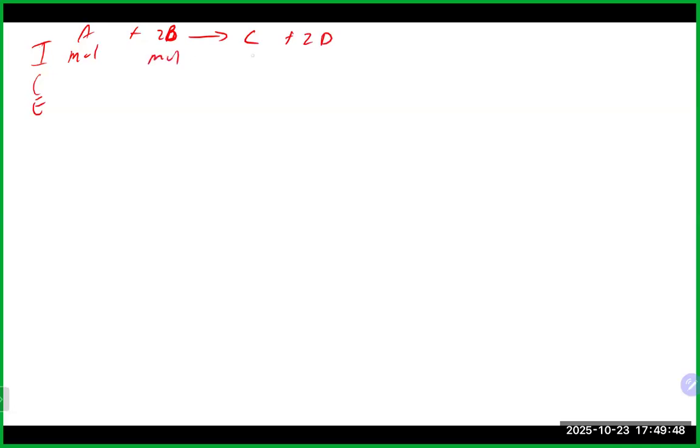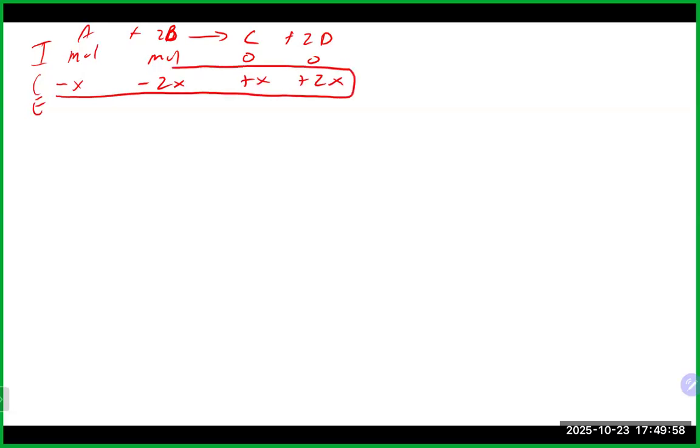And you have your starting moles. You can just zero these guys out. This would be like a minus x, a minus 2x, plus x, and plus 2x. So remember, the change part is represented by x's. We do minuses here on our reactant side because it's decreasing with time. We do our pluses on the product side because it's increasing with time.